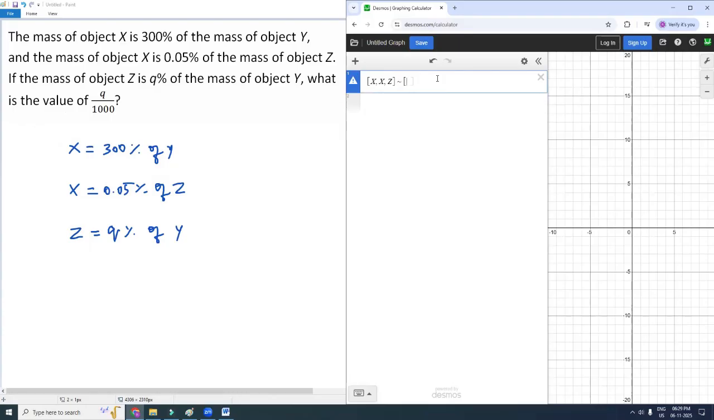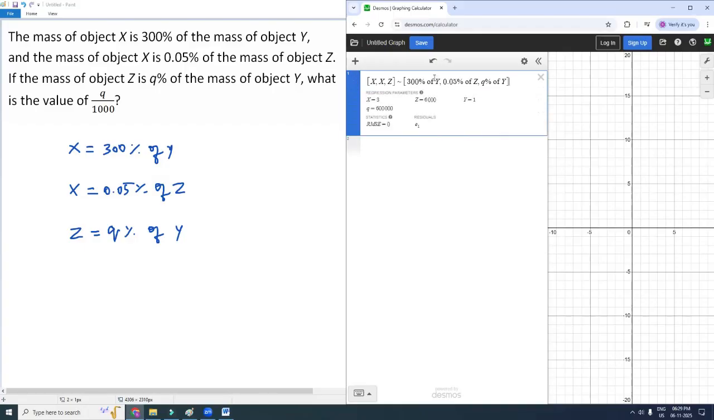Now we have to take the quantities we have on the right side of all the three equations. The first equation, the quantity on the right side is 300% of capital Y. And the quantity on the right side of the second equation is 0.05% of Z. The quantity we have on the right side of the third equation is Q% of capital Y. Let's close the square bracket.